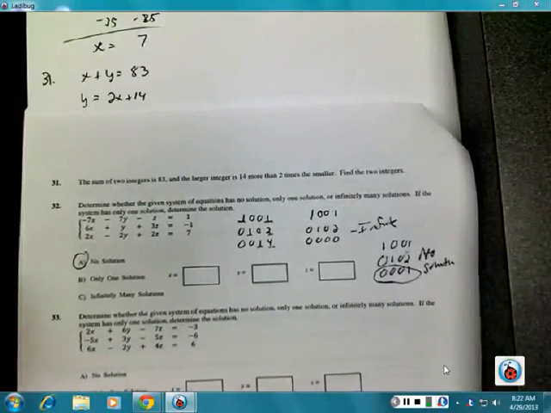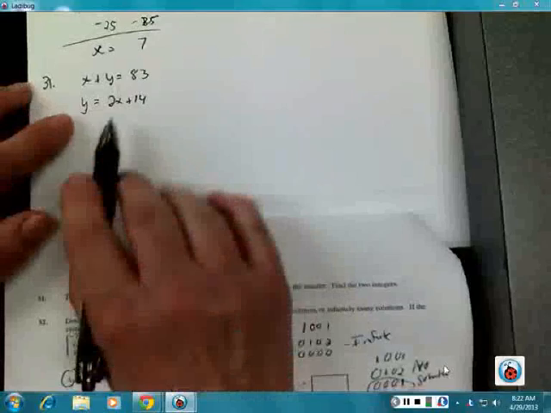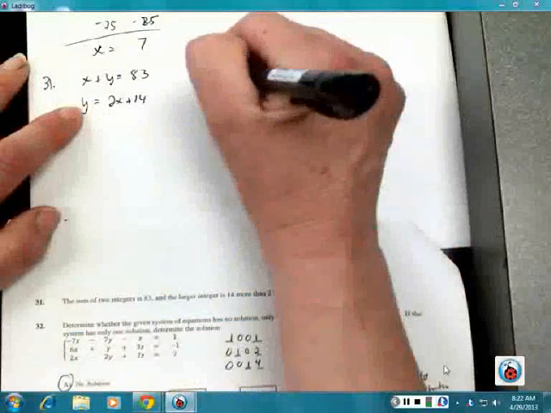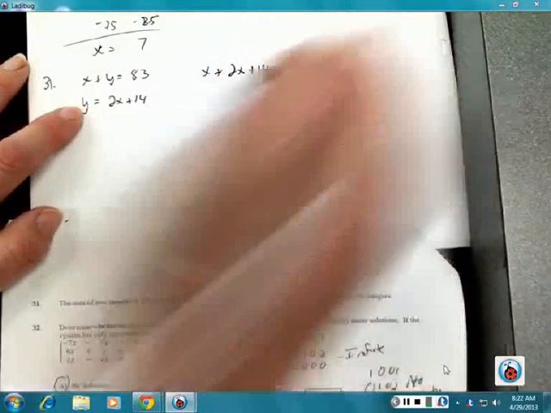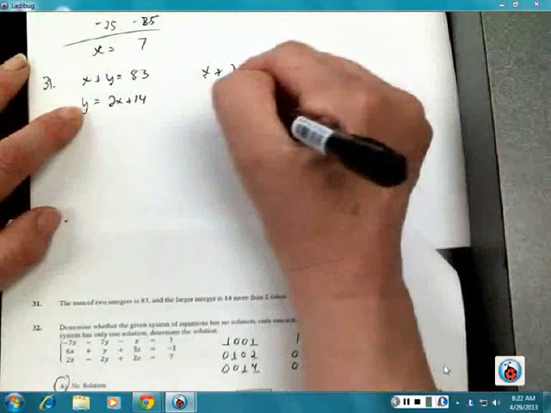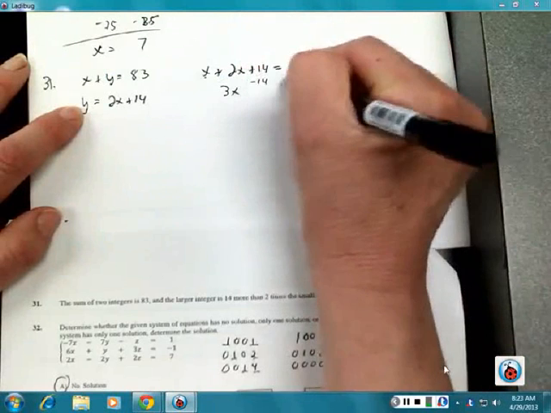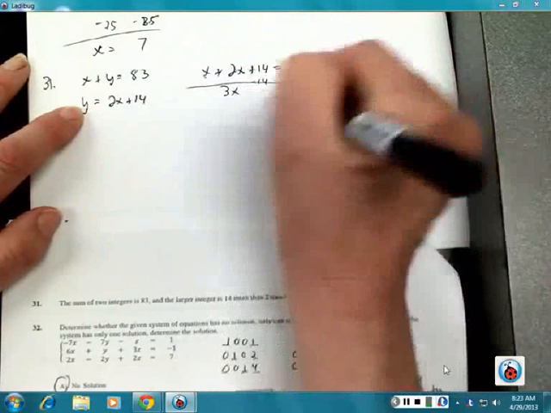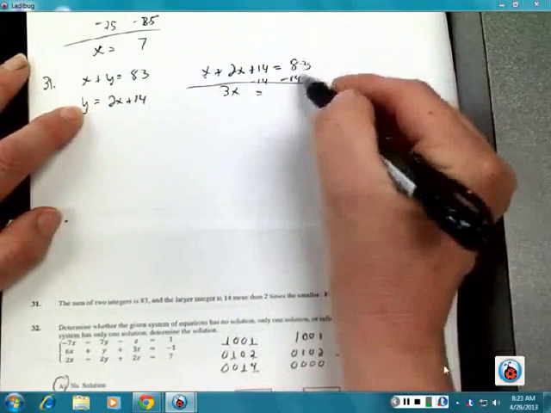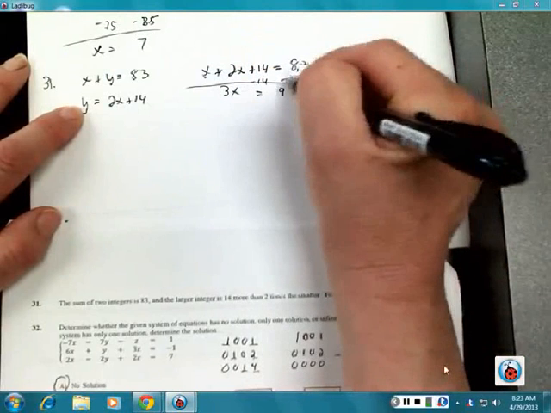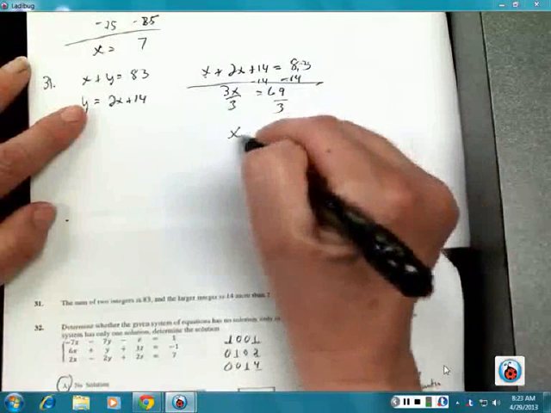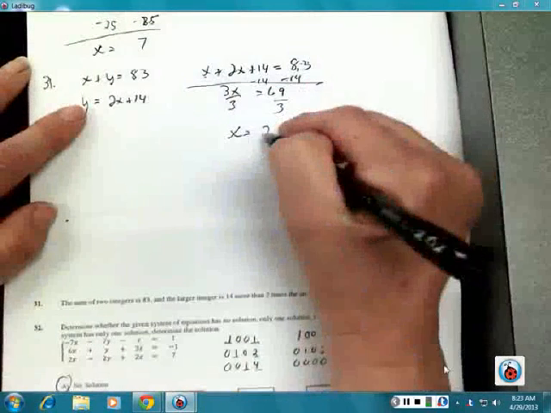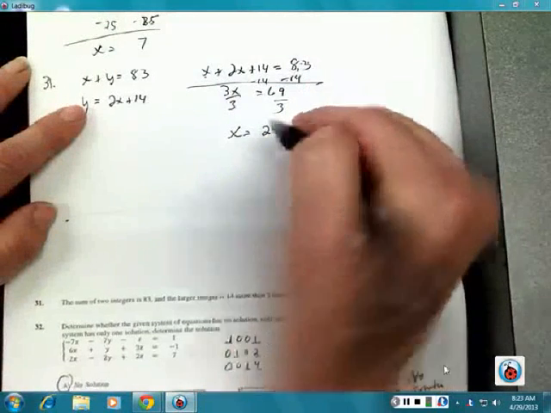Yes? Okay. So on this one, I'd probably use substitution because I can just put this in place of y. So I have x plus 2x plus 14 is equal to 83. x plus 2x is 3x plus 14. I find that 83 minus 14 is 69. Divide by 3. I find x is equal to 23. Okay with that part?